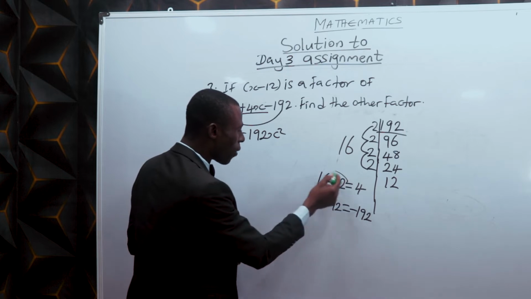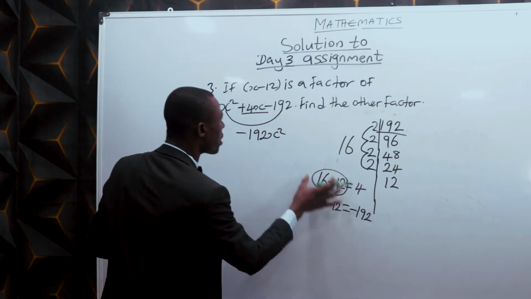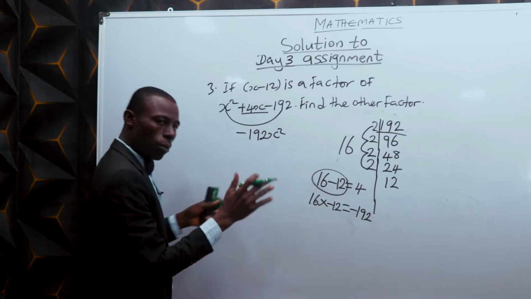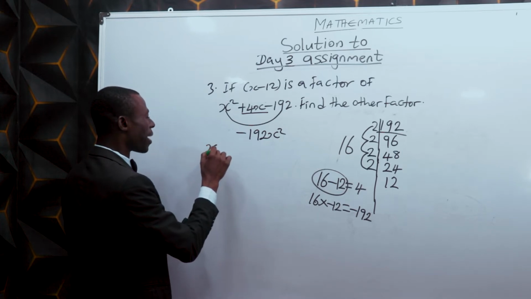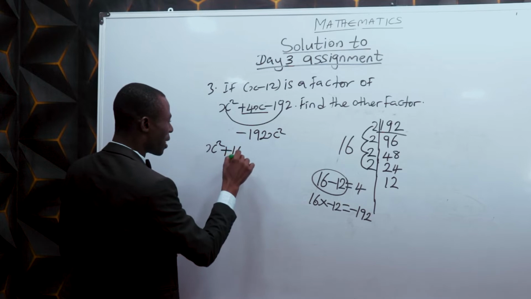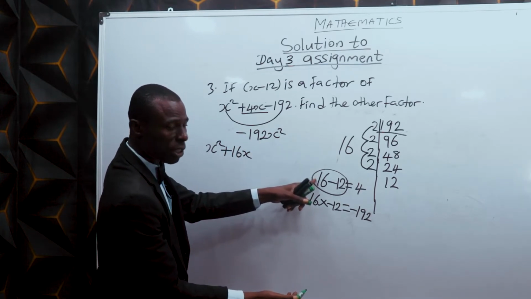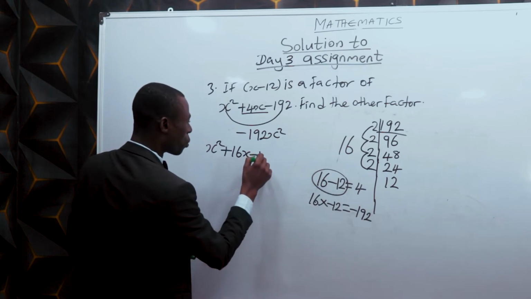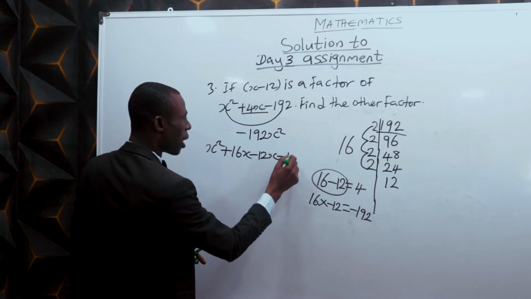That means these two factors are viable to use. We now use them in replacement for the middle term, with the alignment of the variable in use. So we write x². Instead of the middle term, we write plus 16x. Why do we say plus? Because this is not negative, it's plus, invisible. But this is minus 12x. Now adapt this, minus 192.